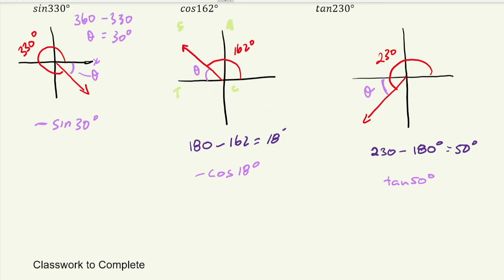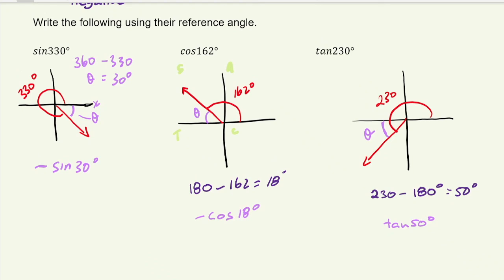Have a go at these questions, guys. Good luck with them. Remember our 4 quadrants, where we have quadrant 1 is all of our values are positive. Quadrant 2, all the sine ones are positive. Quadrant 3, it's all the tans that are positive. And quadrant 4, all the cosines that are positive. Good luck with those questions, and I'll see you in the next video.